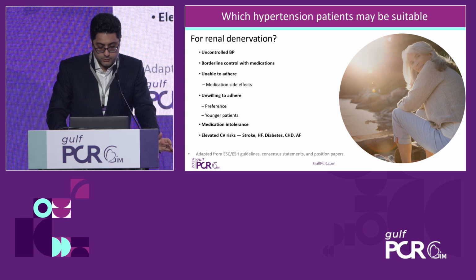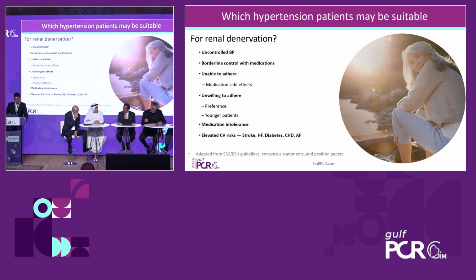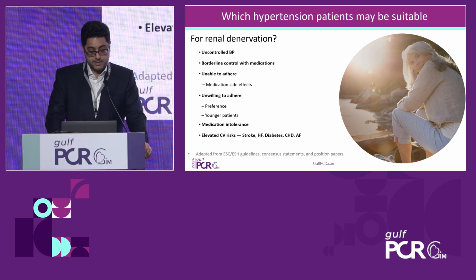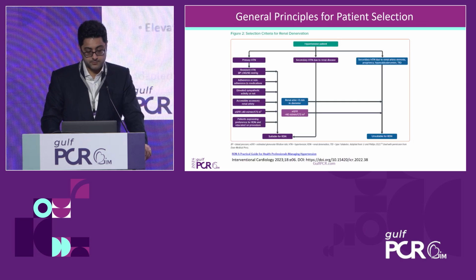So which patients are suitable for denervation? I'm just going to be talking briefly about selection. It's a very straightforward talk, and it's very short. Patients who have uncontrolled blood pressure, borderline control with medications, poor adherence to medications, especially with side effects related to that, unwillingness to adhere to the medications, patient preference, or intolerance to the medications, and obviously patients who have elevated cardiovascular risks. This is the general principle for patient selection.